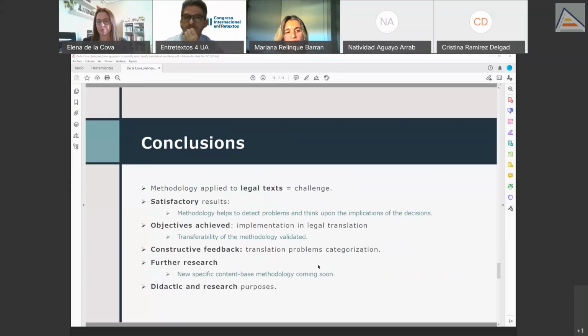So we consider that we have achieved our objectives with the implementation of the methodology in legal translation, and it proves also that this methodology can be used not only in the localization field, which was the origin of the methodology, but it can be used in other fields as well.